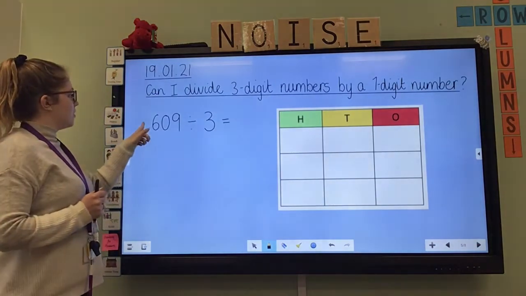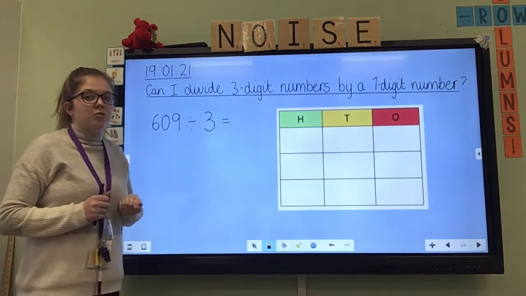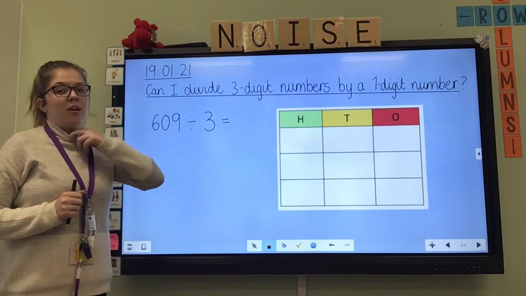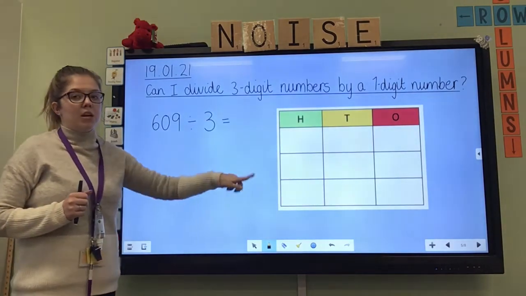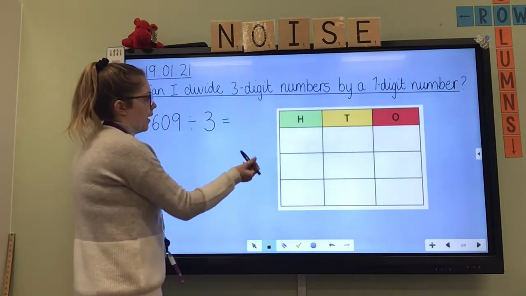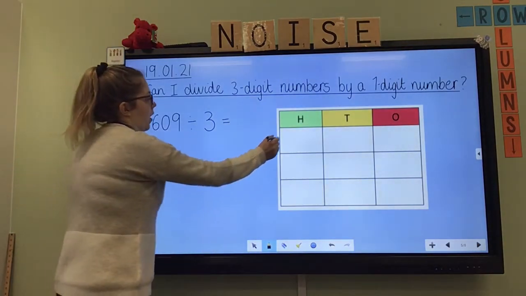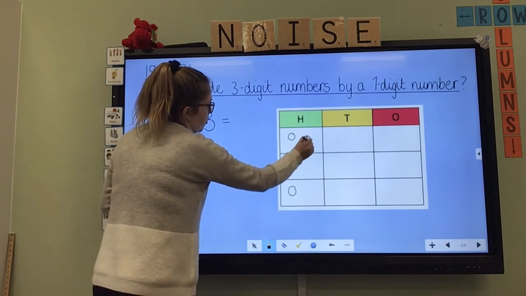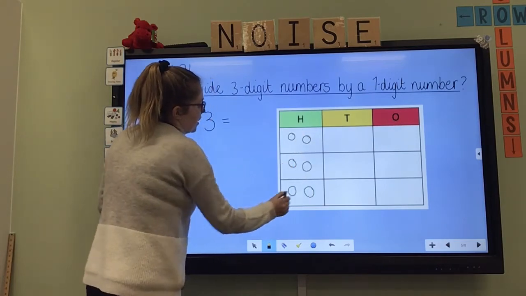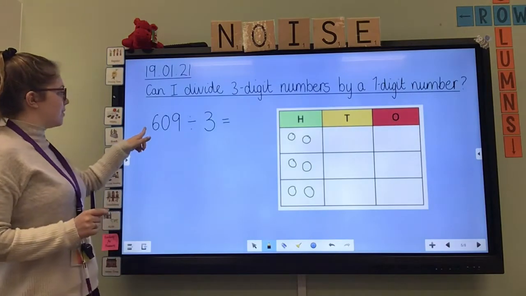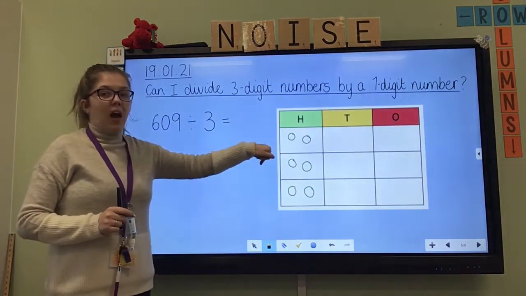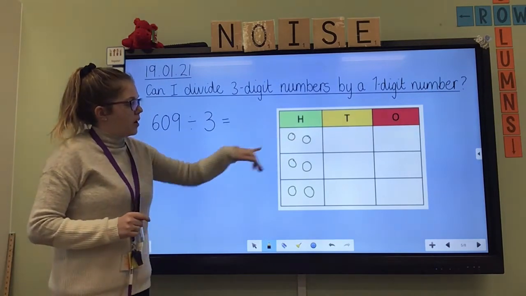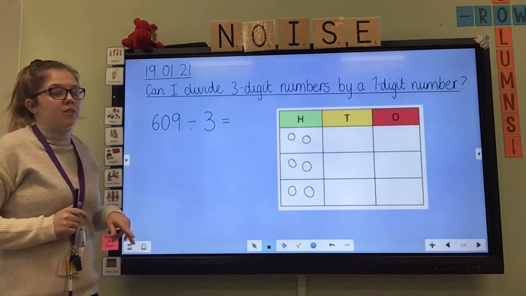So I've got 609. How many hundreds are in 609? That's right, 6. And we need to share that into 3 groups. So I'm going to draw my counters in, and I'm going to go 1, 2, 3, 4, 5, 6. As you can see, 600 shares equally into 3 groups by 2. And that's my hundreds done.